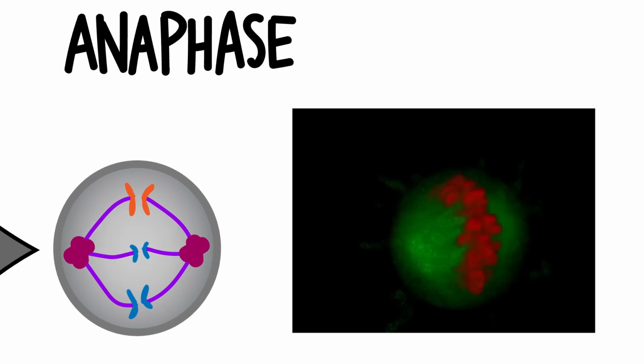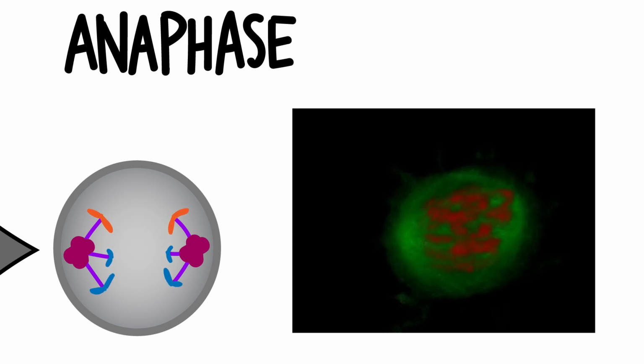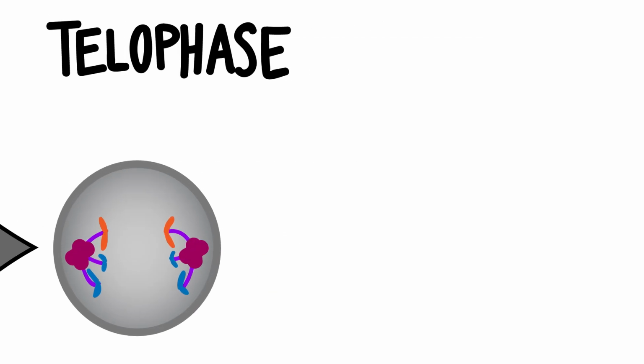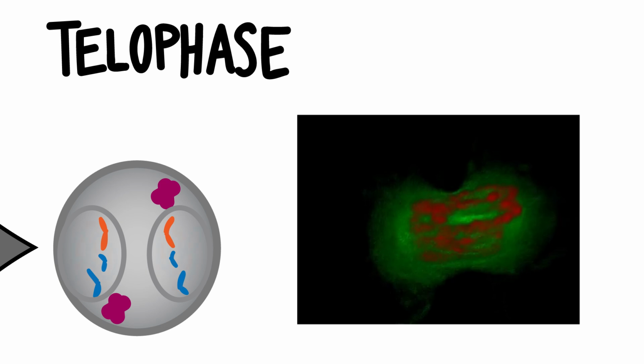Anaphase is when the sister chromatids separate and are pulled to opposite sides of the cell by the mitotic spindle. Now, each side of the cell, which will become one of the 2 daughter cells, has a complete set of 46 chromosomes. During telophase, the nuclear envelope begins to reform around each group of segregated chromosomes. These chromosomes also begin to decondense once more.